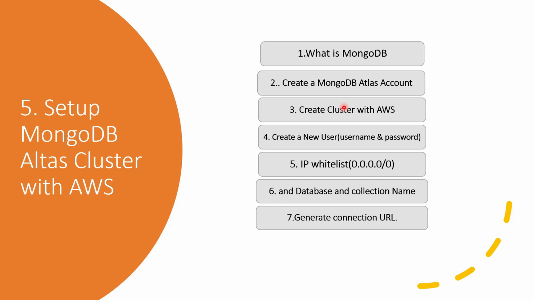Now, what are the steps? First of all, we have to create a MongoDB Atlas account, which is free. Then we have to create a cluster with AWS. And by the way, MongoDB Atlas is using different cloud providers in the backend like AWS, Google Cloud, or Microsoft Azure. So you can create any of the clusters, which is free for 500 MB. And then you have to create a username and password. Then you have to make an IP whitelist.